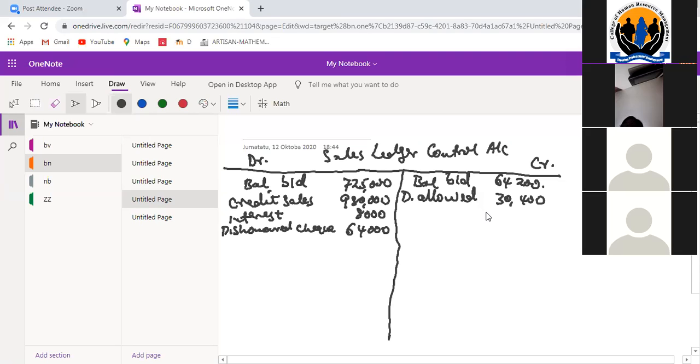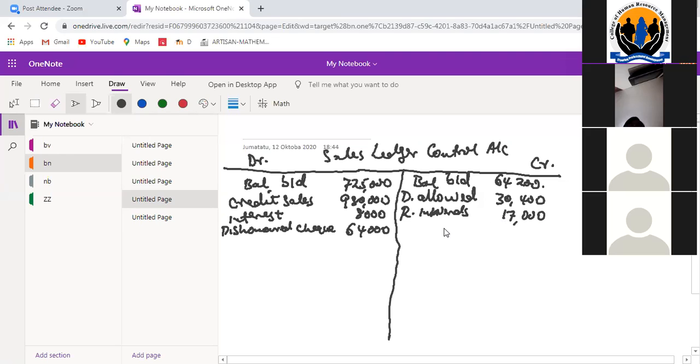Next is returns inwards. Return inwards is actually the sales return, 17,000. So it is reducing this amount. So you put it here, return inwards, 17,000. Next.